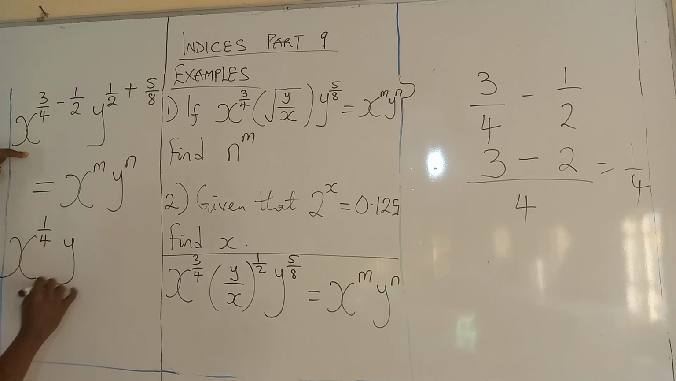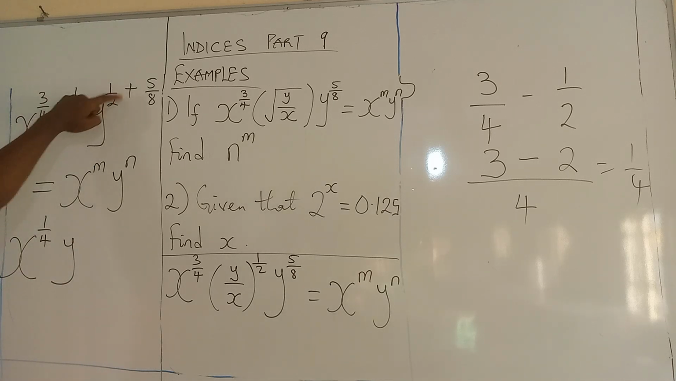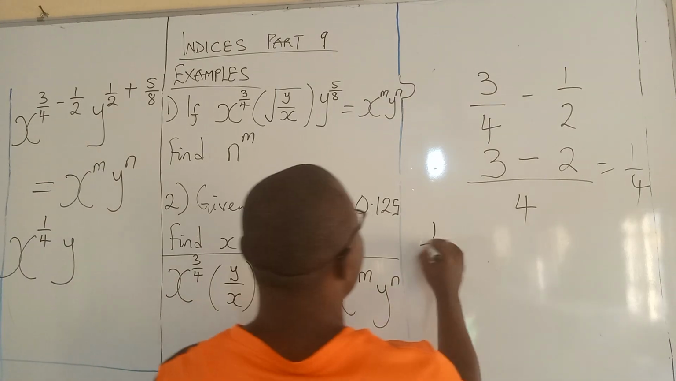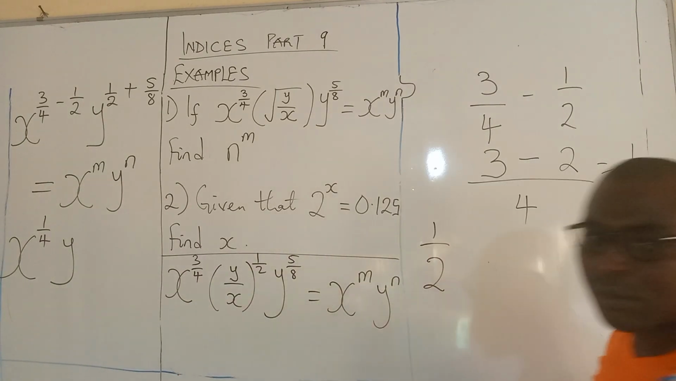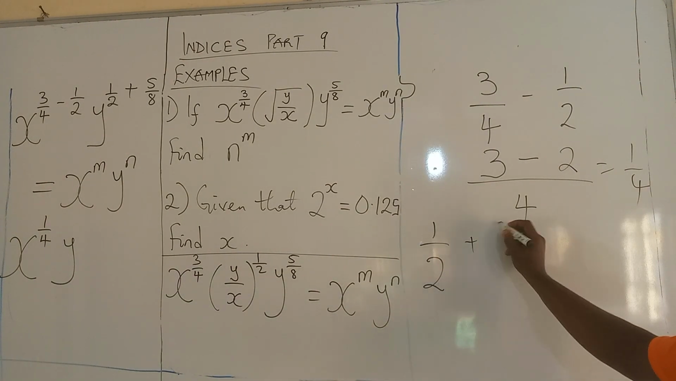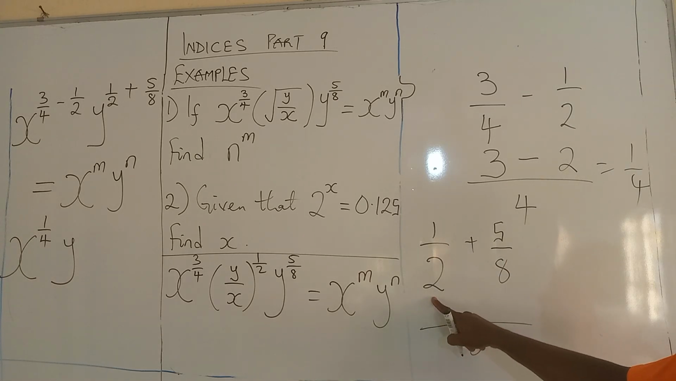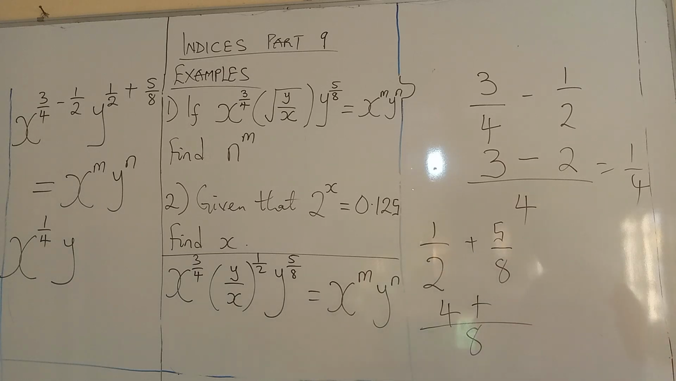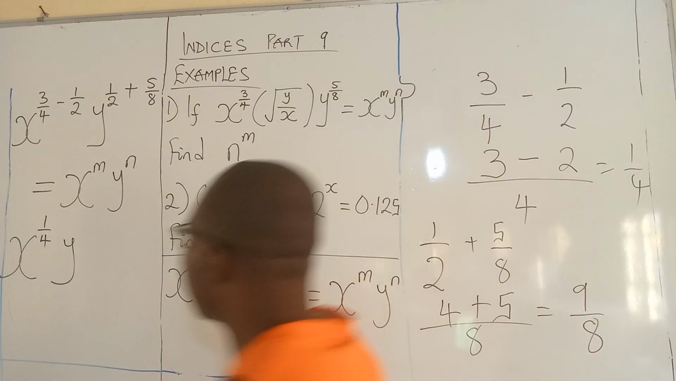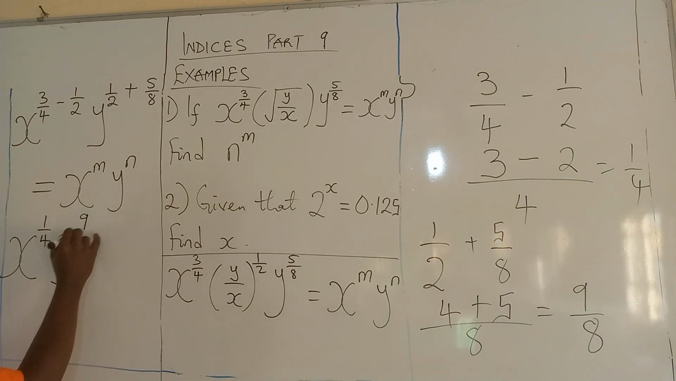Now over to y, do the same thing. 1 over 2 plus 5 over 8. The LCM is 8. 8 divided by 2 is 4. 4 times 1 is 4. Bring down the addition sign. 8 divided by 8 is 1. 1 times 5 is 5. And that gives us 9 over 8. And so this is raised to power 9 over 8.